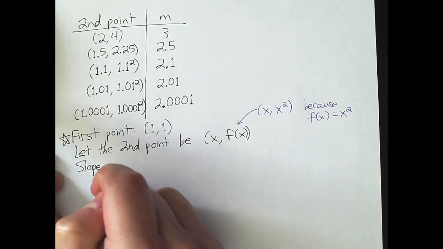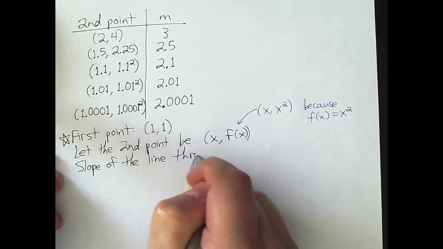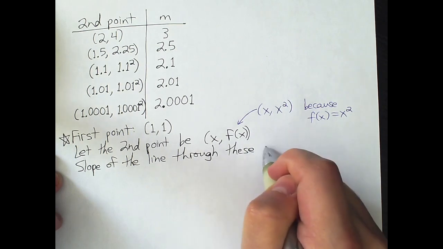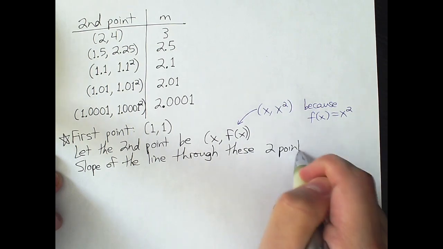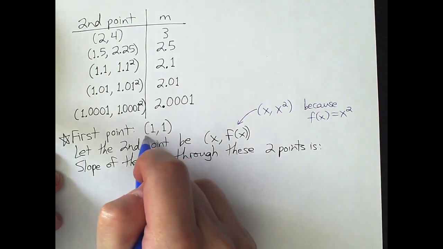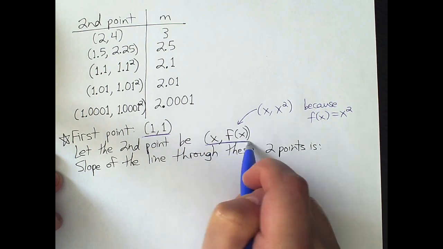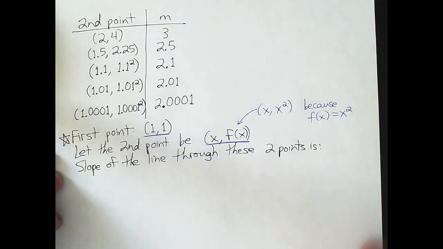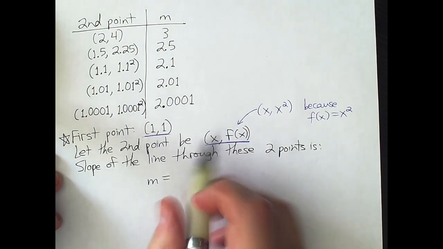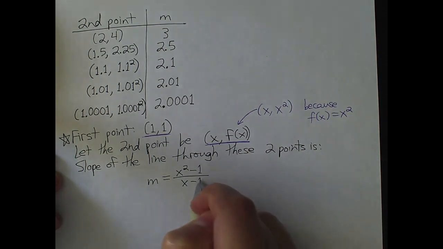The slope of the line through these 2 points, I'm going to underline them, the point 1 comma 1 and the point x comma f of x, we would get x squared minus 1 over x minus 1.